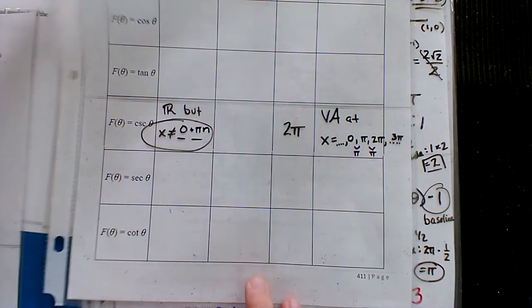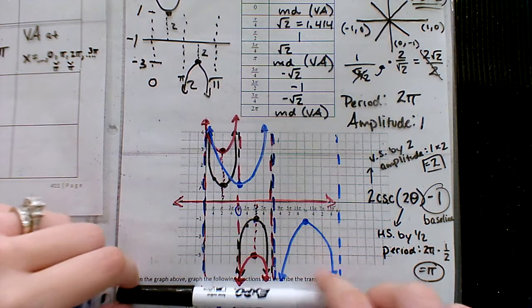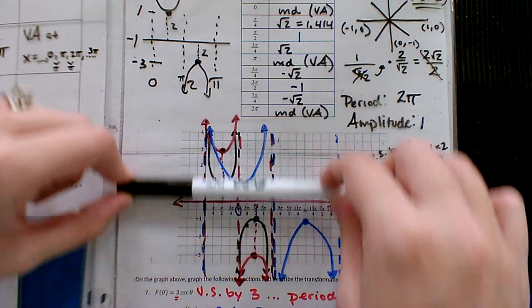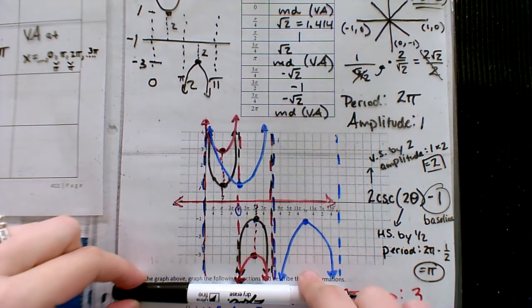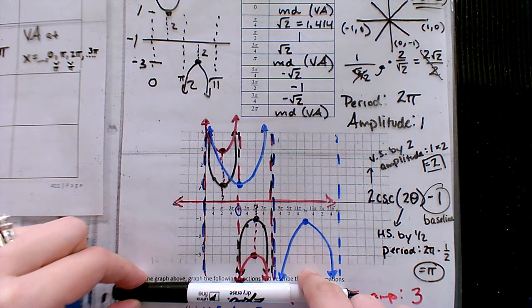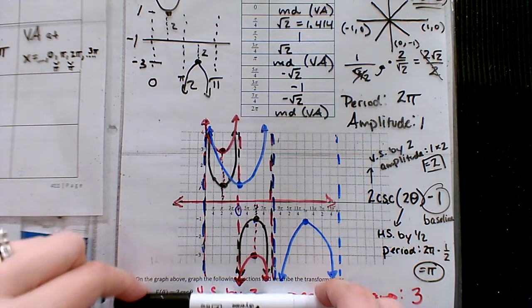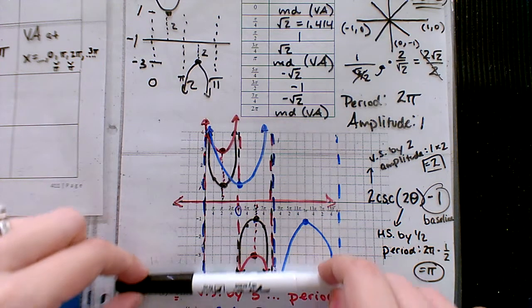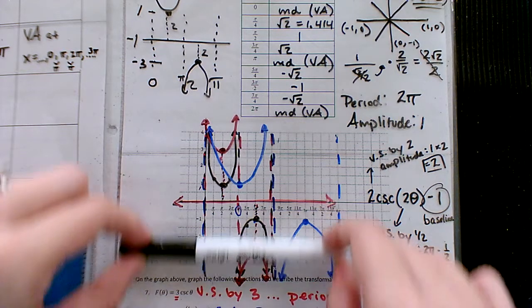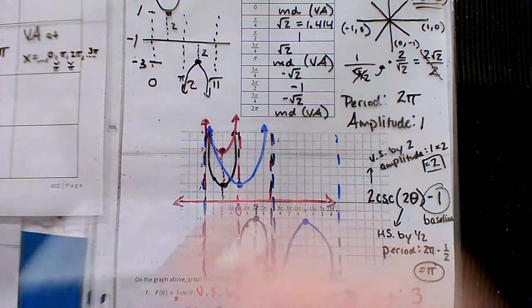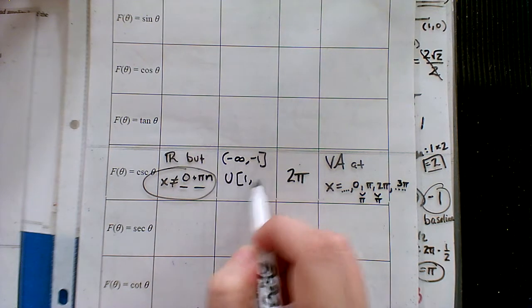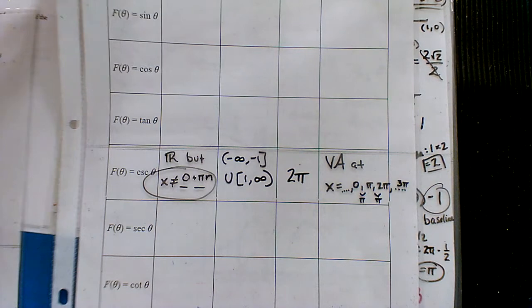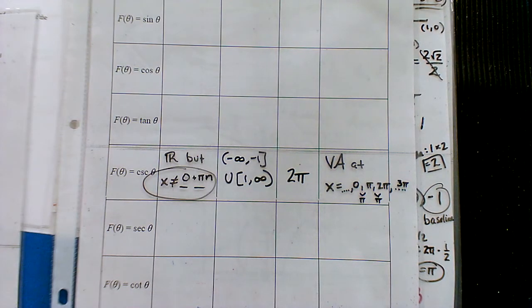What about the range of our graph? If you go back to our black one, if you were to drag your pencil low to high, where do you touch your graph? How far low can it go? What do you think, Tori? Negative infinity to negative 1. And 1 to infinity. Perfect. All right. Negative infinity to negative 1 with a bracket. And 1 to infinity. We got to skip over the middle section where the baseline is located because we don't have any graph there.